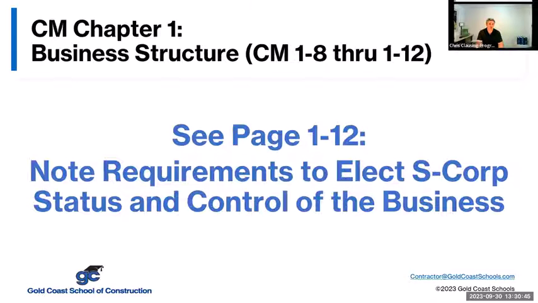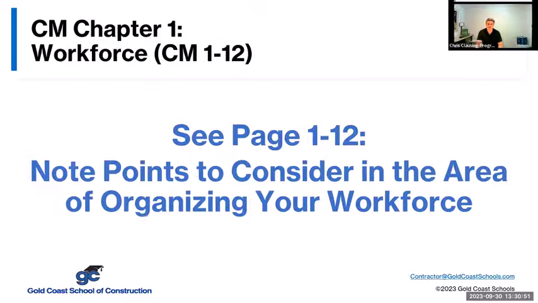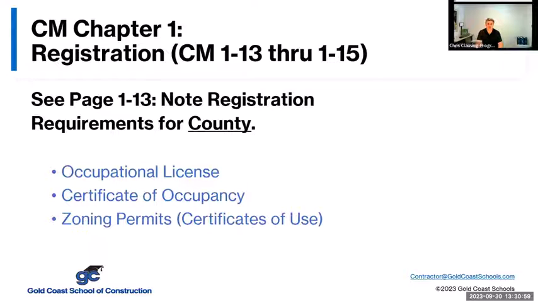See page 112, you're going to note the requirement to elect S corp status and control the business. And you're going to also note the points to consider in the area of organizing your workforce. And that's all on page 1-12. 1-13, we're moving kind of through chapter 1. We're going to note the registration requirements for each county. Could be an occupational license or certificate of occupancy or some kind of zoning or use permit.